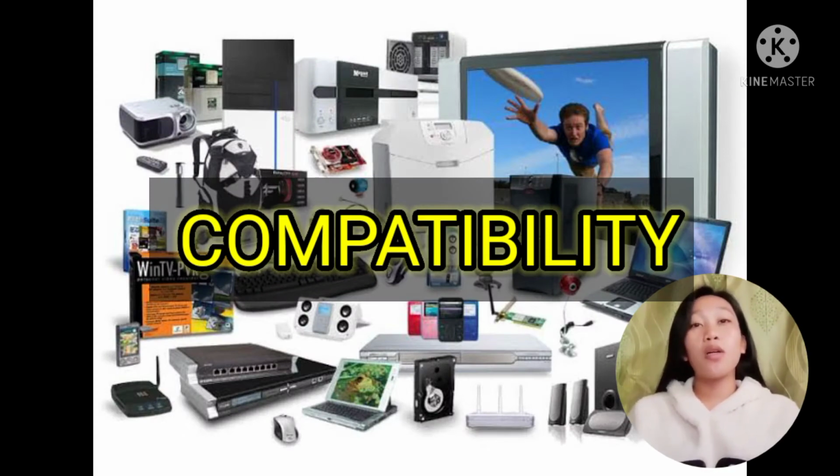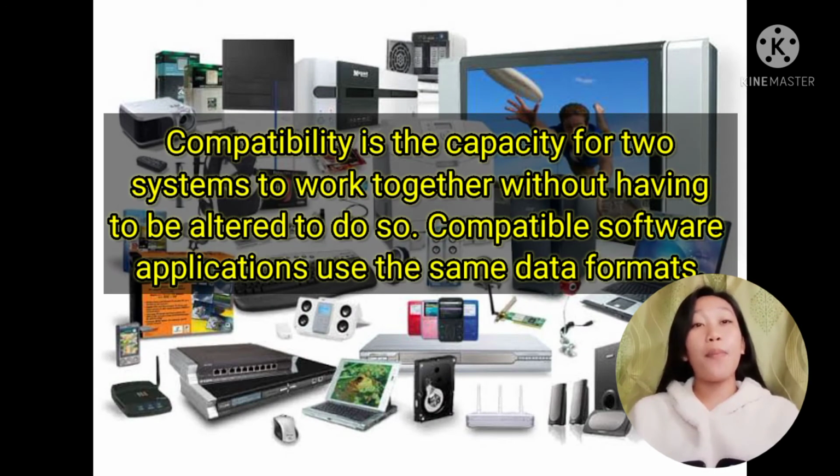Compatibility. Compatibility is the capacity for two systems to work together without having to be altered to do so. Compatible software applications use the same data format.